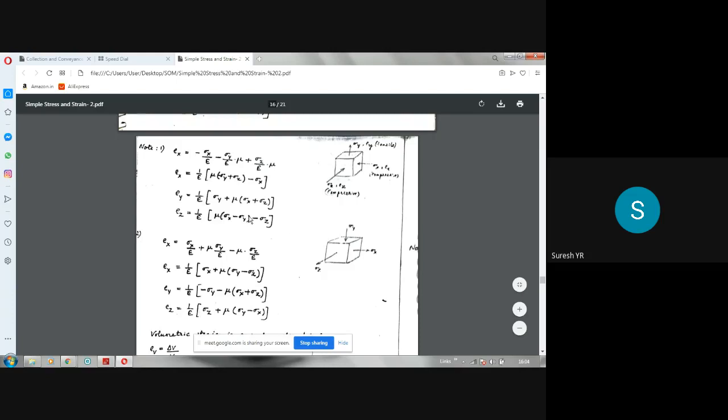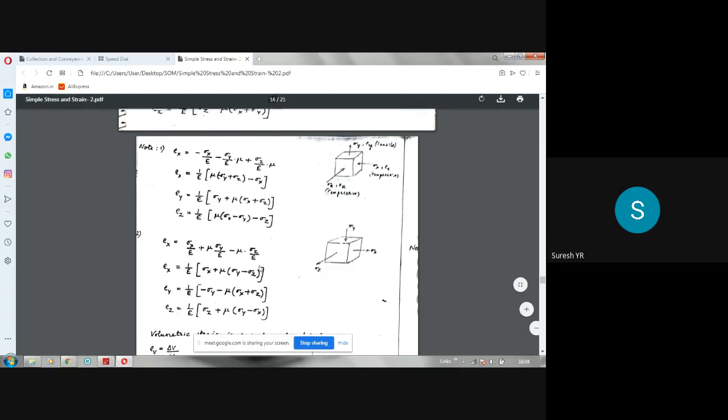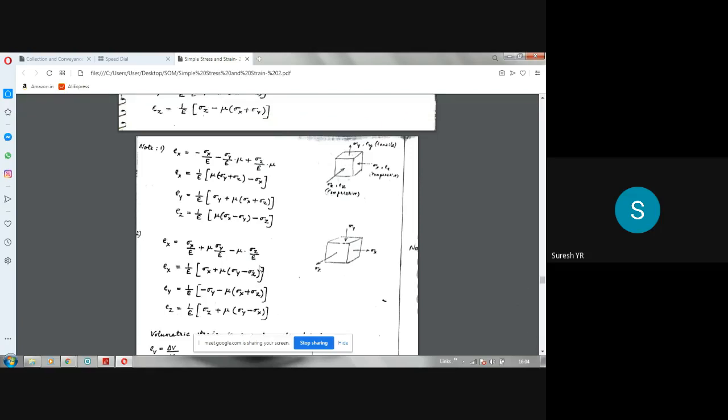One more example I have written here. You can go through that and find out how it has been written. So total strain is given by the sum total of the strains in all three directions. One is linear strain, the other two terms are lateral strains. So you have to be careful there. The first term is the linear strain, second and third terms are lateral strains.